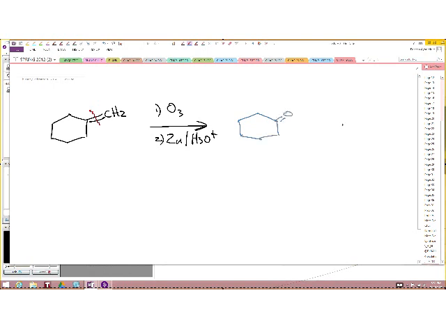So we get formaldehyde, and then we also get cyclohexanone. Okay? This carbon here is this carbon, and of course, this here is this carbon. Okay. Now about number 6. Synthesis number 6. Number 5? Okay, number 5.